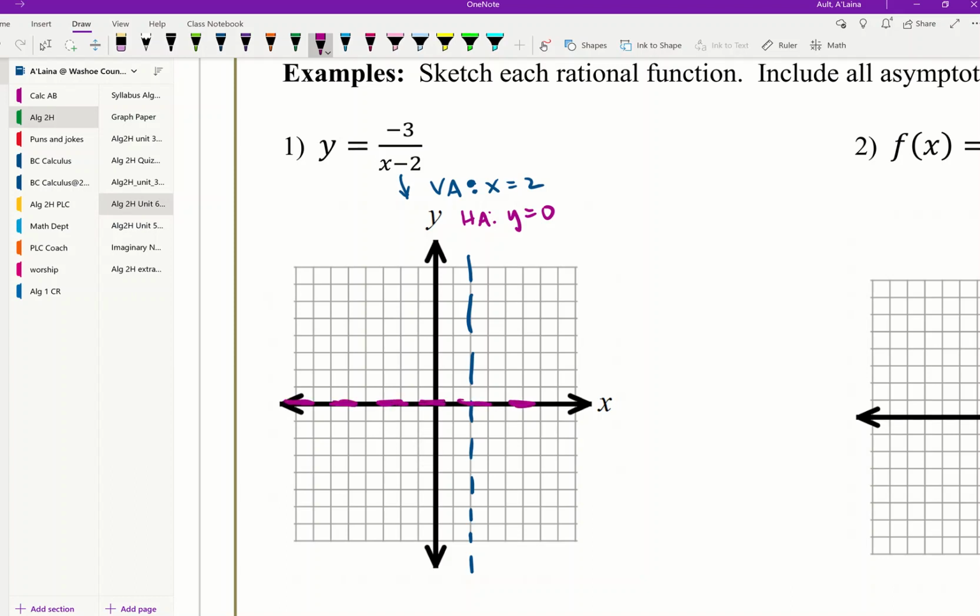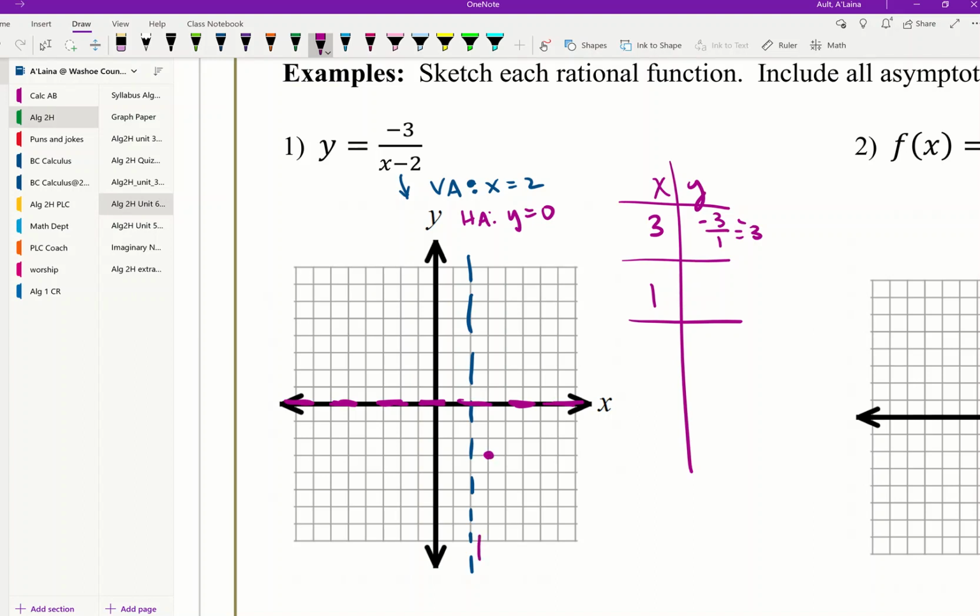And now what I'm going to do is test a point on either side of my vertical asymptote. My vertical asymptote is at 2. I like to move one to the right of that and one to the left of that, and I'll plug that in. I have negative 3 over 3 minus 2, which is 1. So this is the point 3, negative 3.